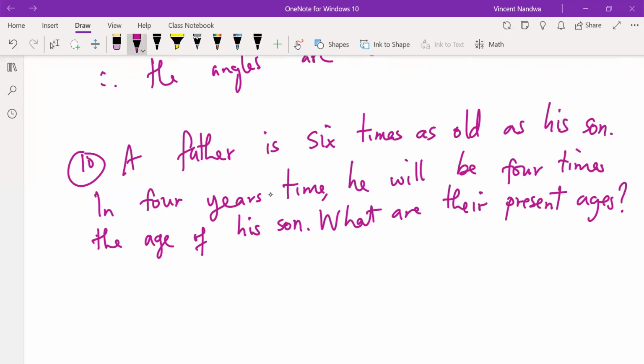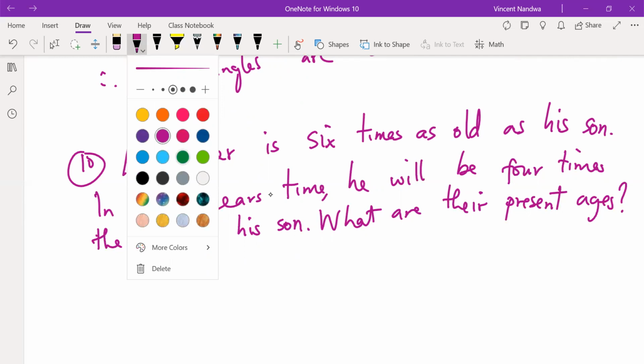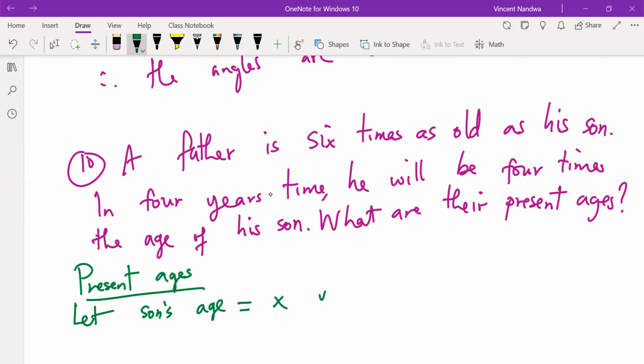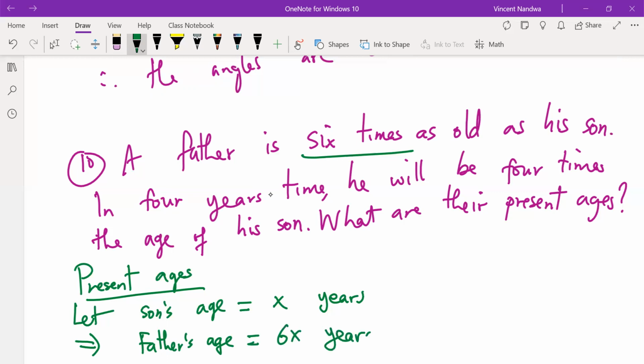Now, common sense will tell you that the father's age will be more than the age of the son. So if you are solving and you get the son's age is more than the father's age, know that you'll be contradicting the reality. So present ages. Let the son's age be x years. Well, we know that the father is 6 times as old as his son. So the father's age will be 6x years. So those are the present ages.